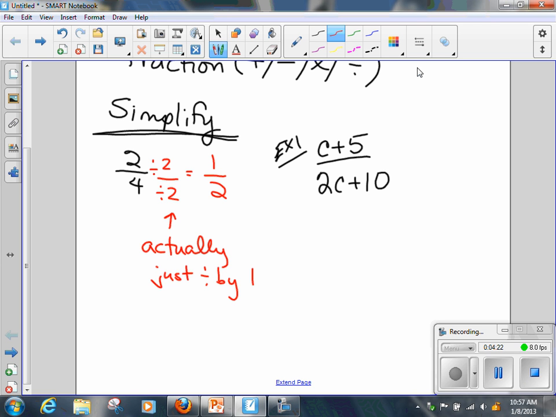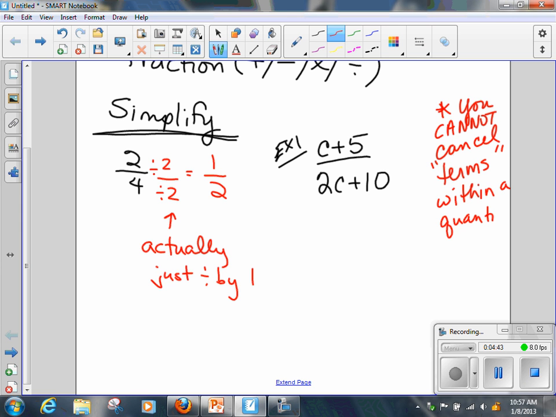Of the denominator. Folks, you better put this in big old letters, okay? You cannot cancel terms within a quantity. Can't do it. I cannot mark out a C with that 2C. I cannot mark out a 5 with the 10.